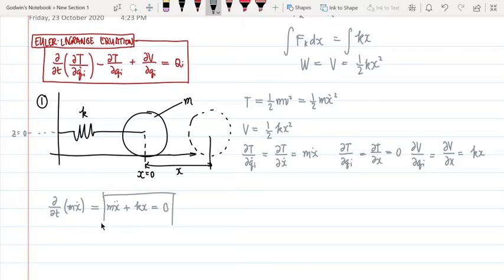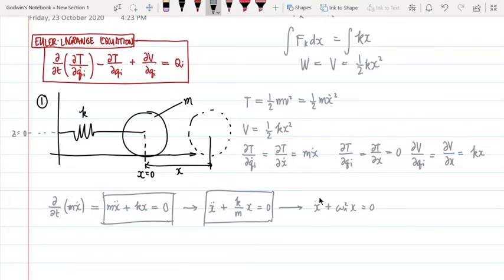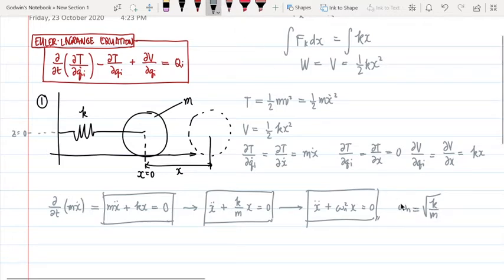And of course, this is our very loved spring equation. We can transform this into x double dot plus k over m x plus 0, and then further transform that into x double dot plus the natural frequency squared x is equal to 0. So that's how we got the spring equation just from the Euler-Lagrange equation, which is pretty magical. Our omega n here is the square root of k over m. Just take note of that.